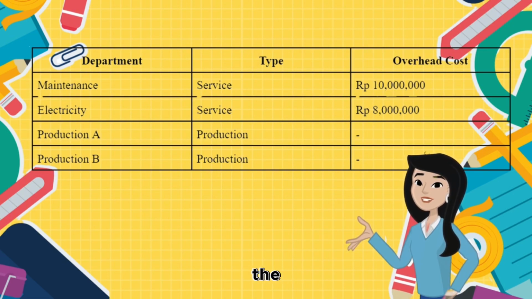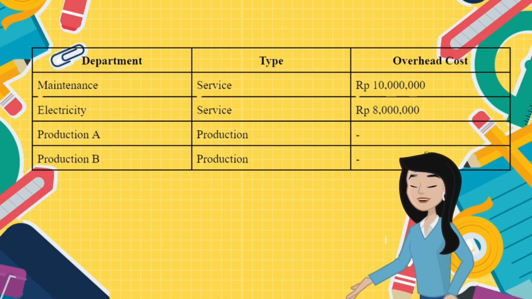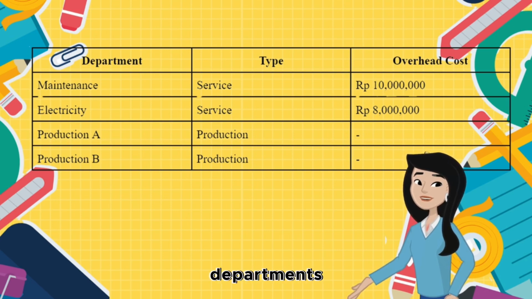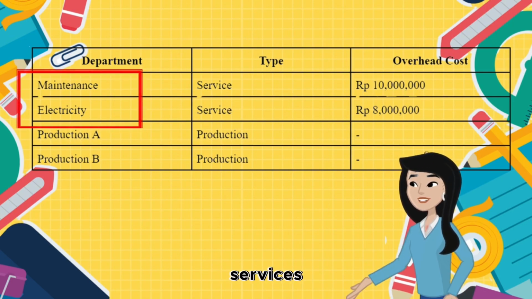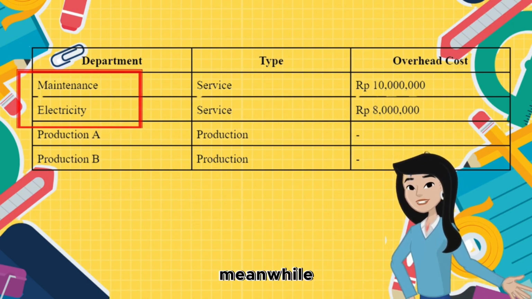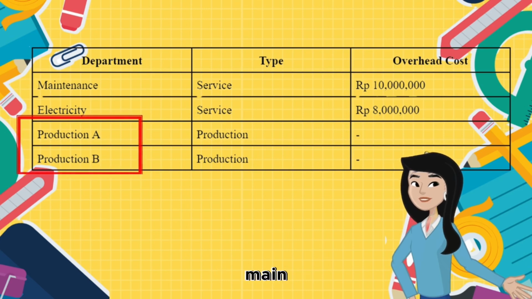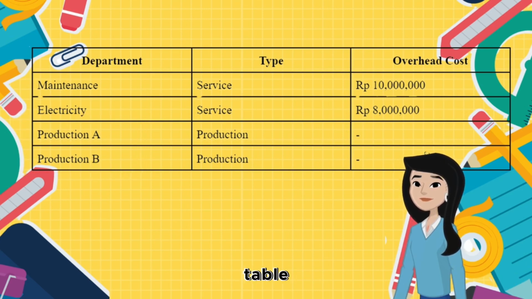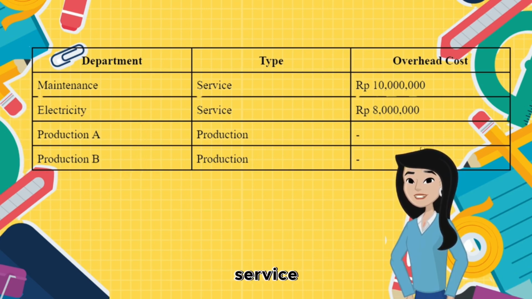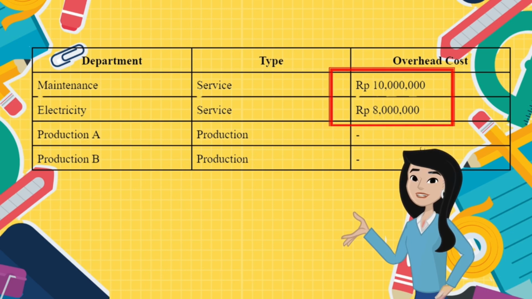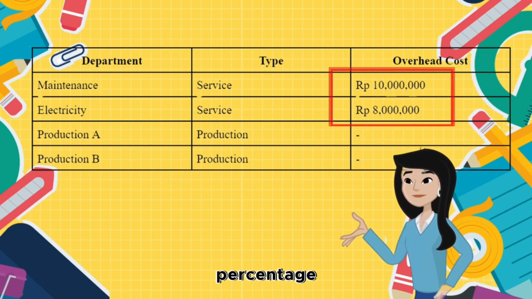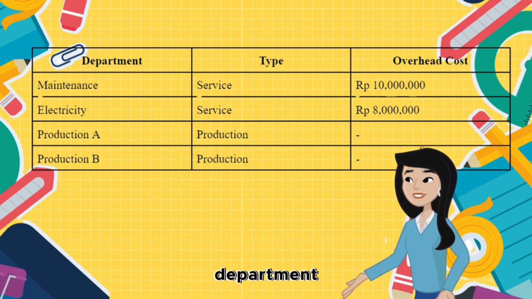The first table shows the types of departments within the company, service departments and production departments. The maintenance and electricity departments are classified as service departments because they provide support services for the production process. Meanwhile, Production A and Production B are the main production departments. The table also shows the overhead costs for each service department: 10 million Indonesian rupiah for maintenance and 8 million Indonesian rupiah for electricity. The allocation basis used is the percentage of service usage by each production department.